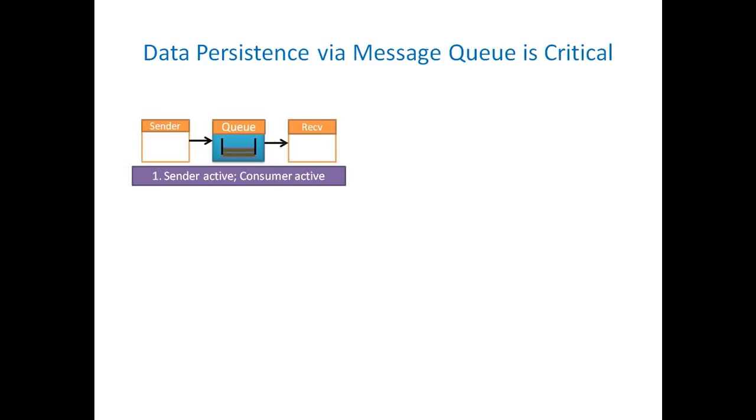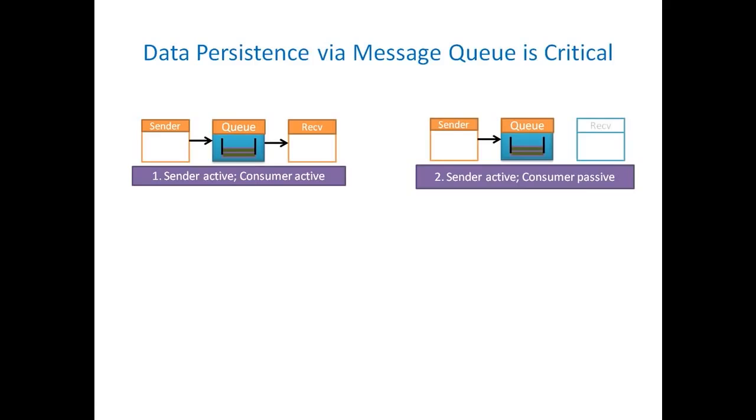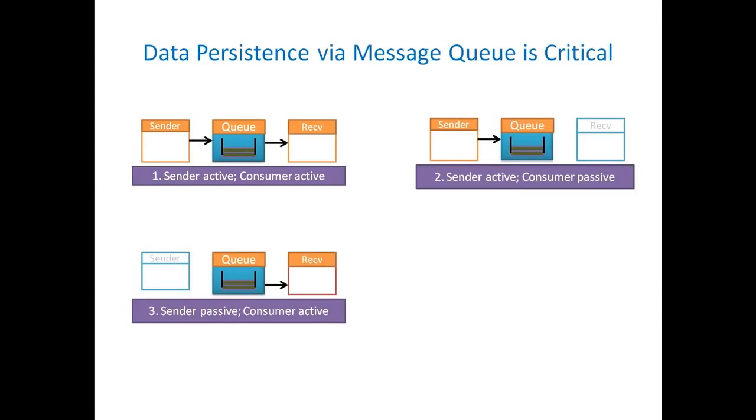So data persistence via the message queue is a critical component. If both the sender and the receiver, or the producer and the consumer, are active, then there is no problem. We could just go ahead and send it to the queue and the consumer is available. Sender sends, but the receiver is not there. The consumer does not exist or is not alive right now. Doesn't matter, the queue is going to hold it for us.